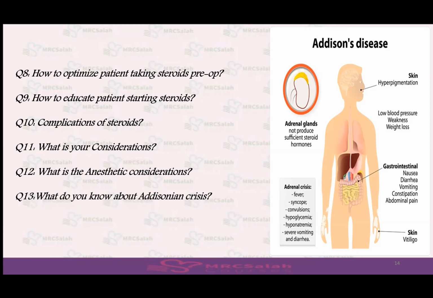Excellent. What do you know about the Addisonian crisis, Dr. Mustafa? It is an acute reduction of the circulating steroid. It's either primary or secondary. Secondary may be due to trauma, surgery, infection, or sudden stop of the exogenous steroid hydrocortisone. Excellent. Okay, well done, both of you.